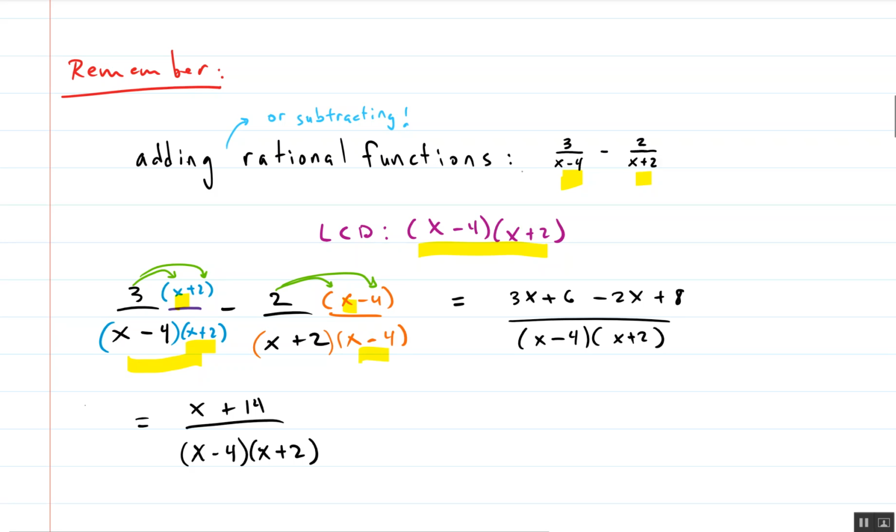Then we have to distribute the 3 through the x plus 2 on the left term, and the 2 through the x minus 4 on the right term. 3 times x plus 2 gives us 3x plus 6, and -2 times x minus 4 gives us -2x plus 8. And we're all over that same common denominator. So when we gather up our like terms, we have 3x minus 2x, that just gives us a single x, and the 6 and the 8 give us 14. So there we go. We have the answer.